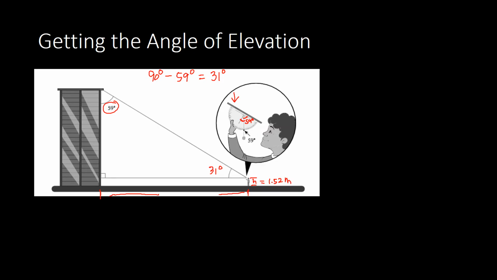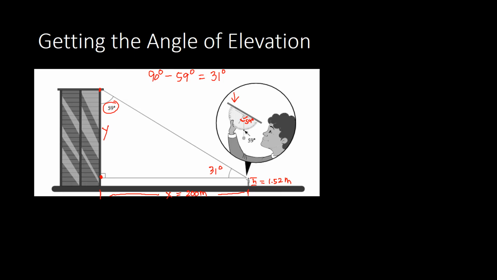We will name that distance X. For example, let's say our X, the distance from the foot of the building up to the student standing, is 200 meters. We are now set to compute the height of the building by adding this 1.52 meters to the height from the line of sight of the person measuring up to the top of the building. We call this height here Y.